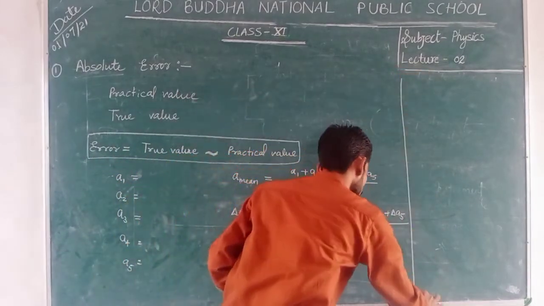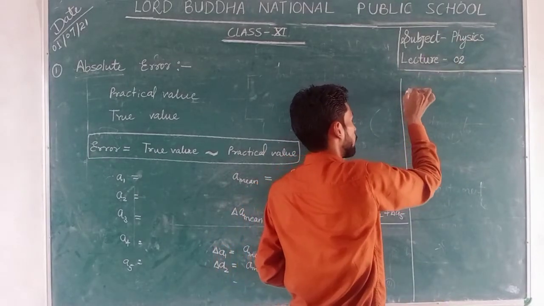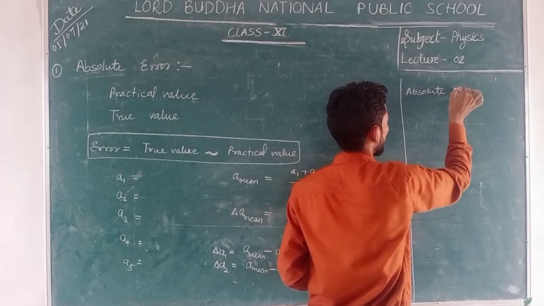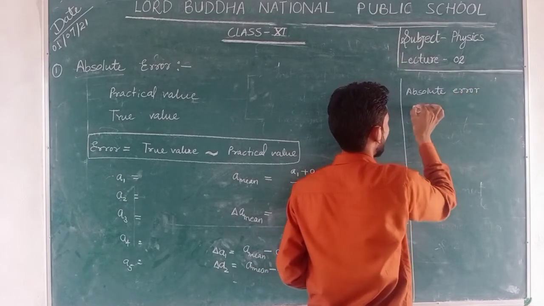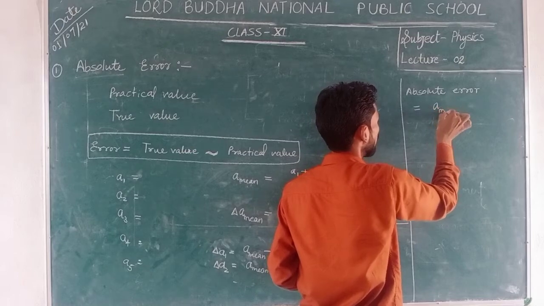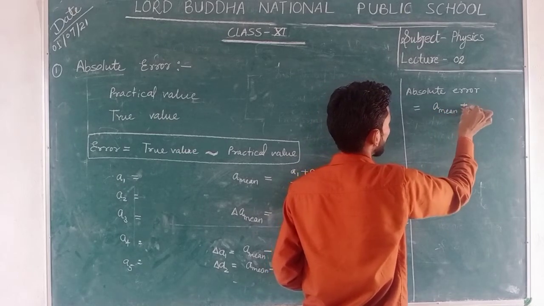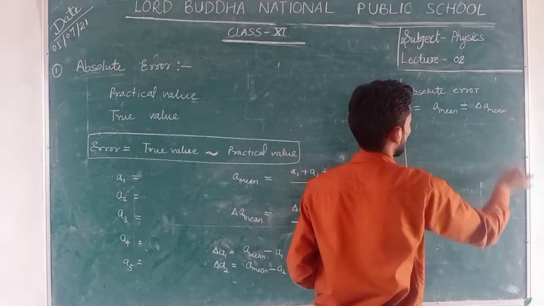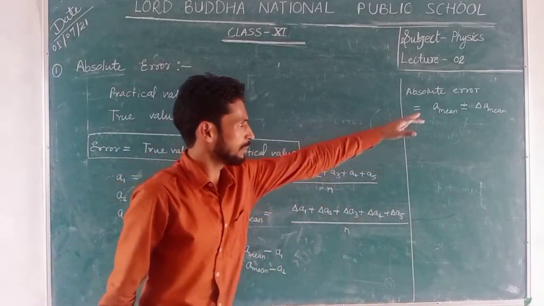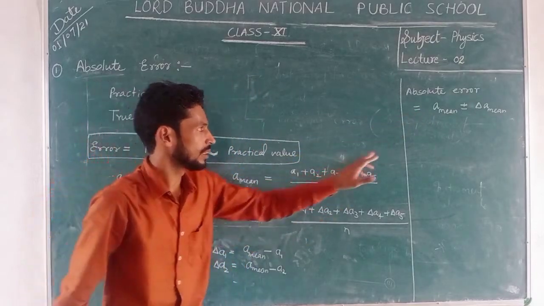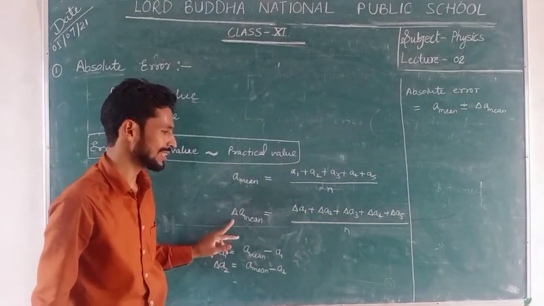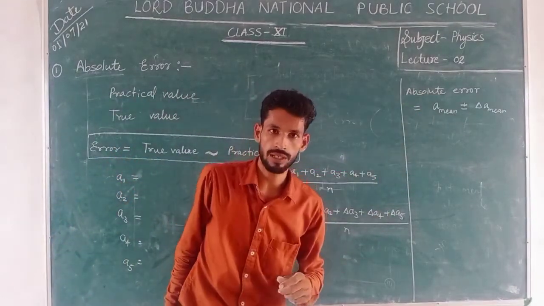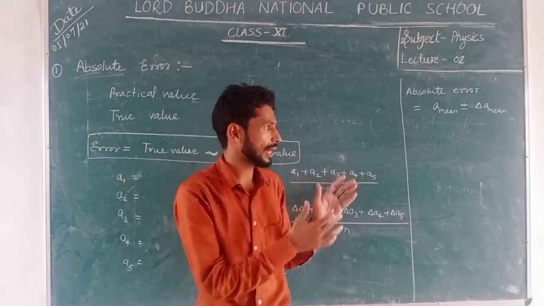Then we write the formula for the absolute error. Absolute error is equal to A mean plus or minus delta A mean. That is the absolute error. Clear that? So A mean we can find with this formula, and delta A mean we can find with this formula. Then by putting in these values we can find the absolute error. That is the concept of absolute error.